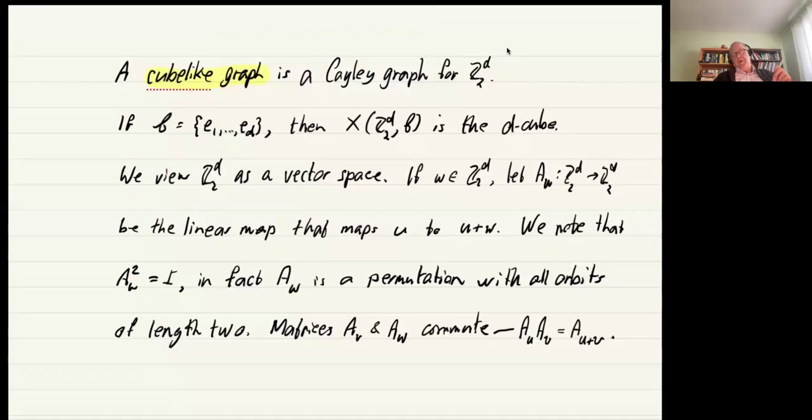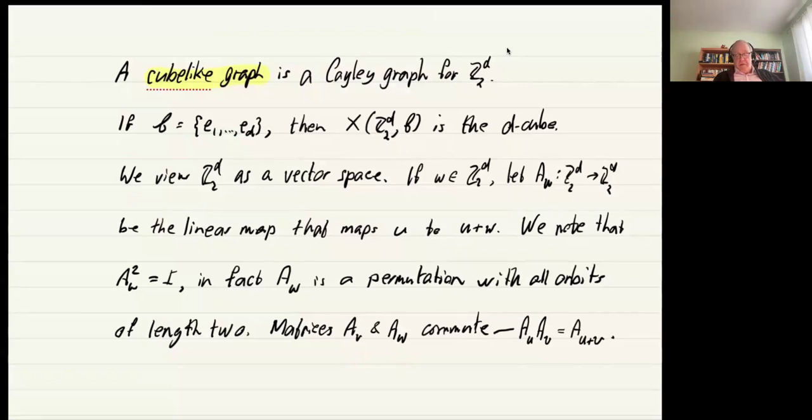And in fact, it's a permutation on the vertices of the graph, and the orbits of this permutation all have length 2. It swaps things in pairs. Okay, so I'll come back to that in a minute. The other thing is that if it's two different vectors, well, actually, it doesn't matter if they're different or not. Two vectors V and W.